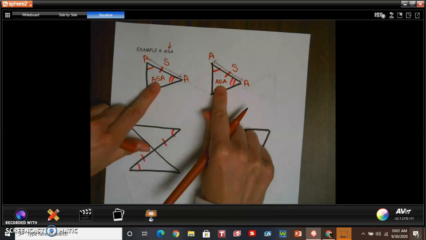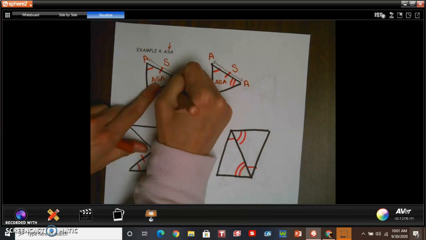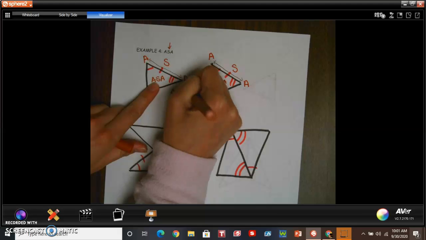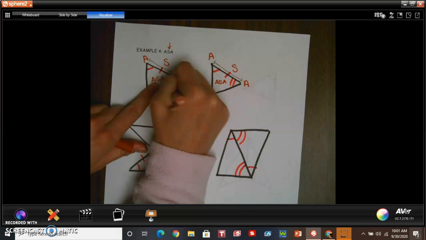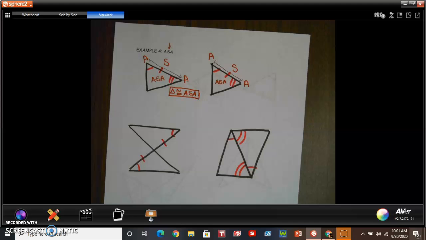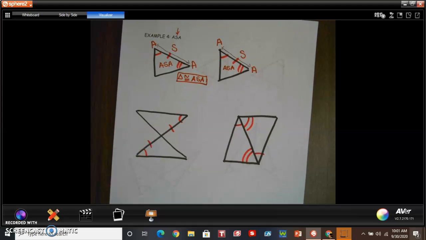They match, so therefore we can say that the triangles are congruent by angle, side, angle. Let's look at this example here. And a reminder, you can pause this video at any time to draw these examples, okay?